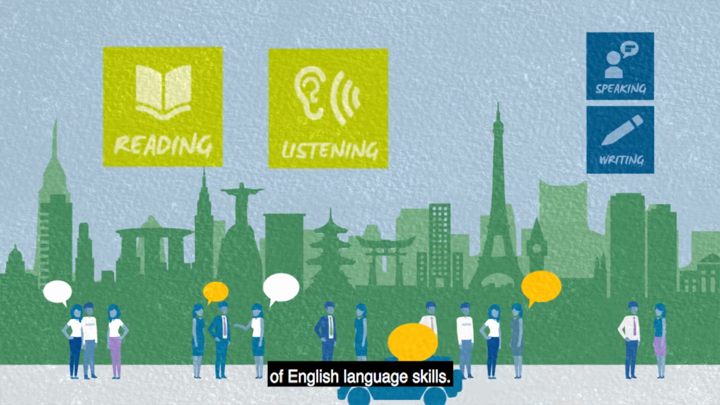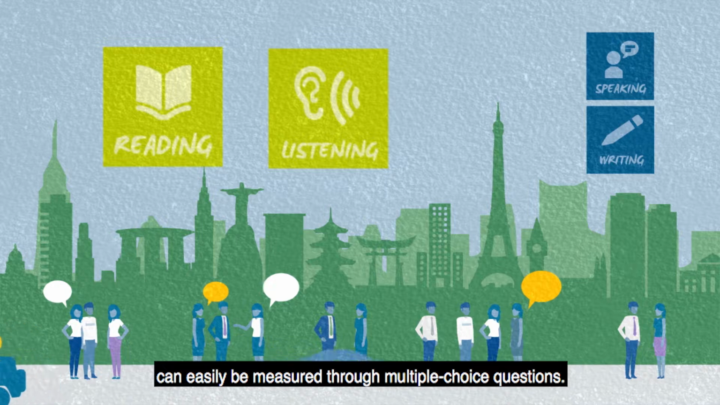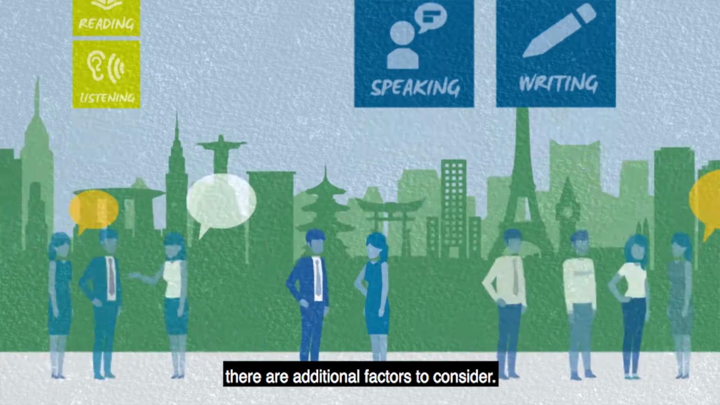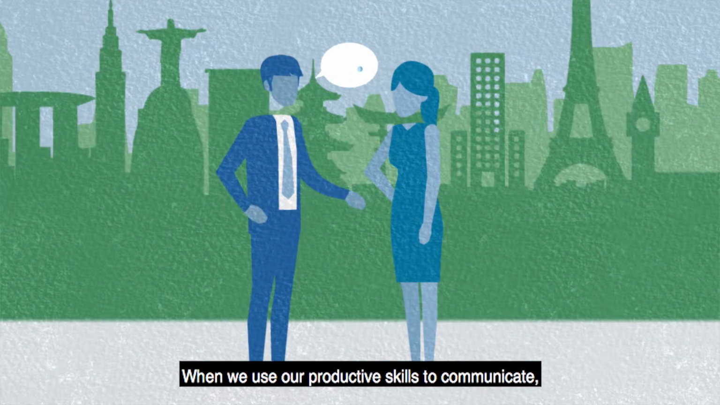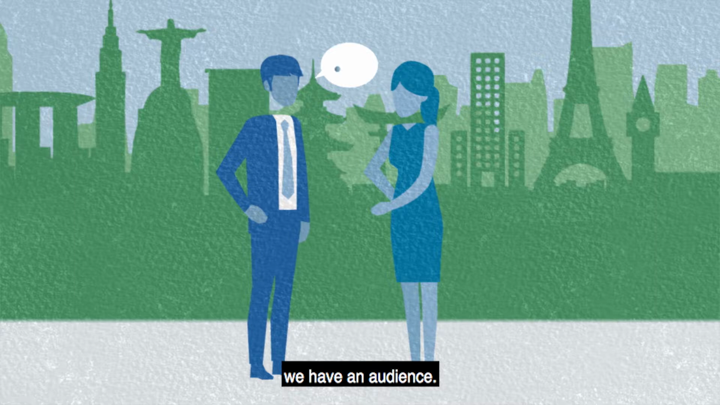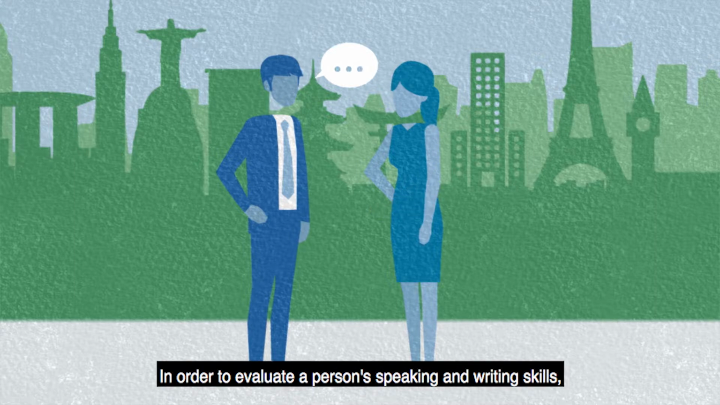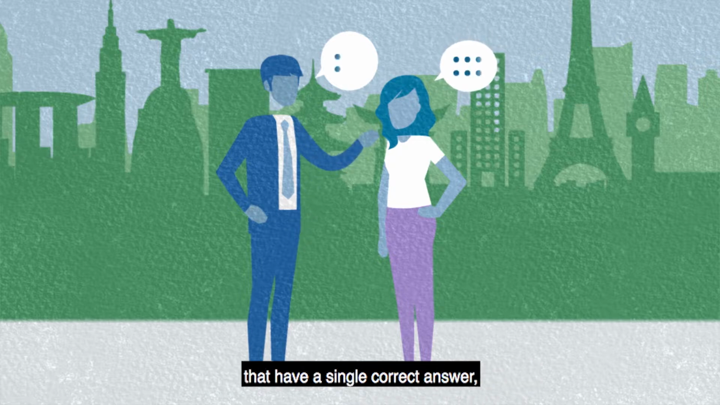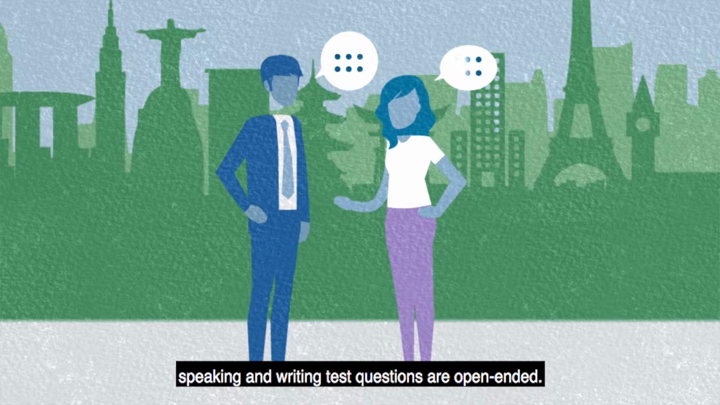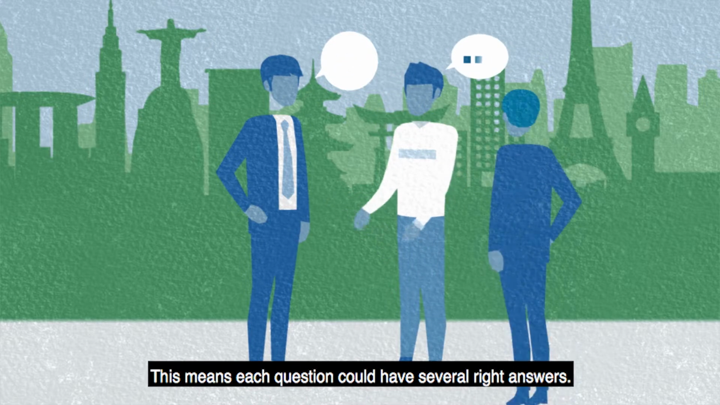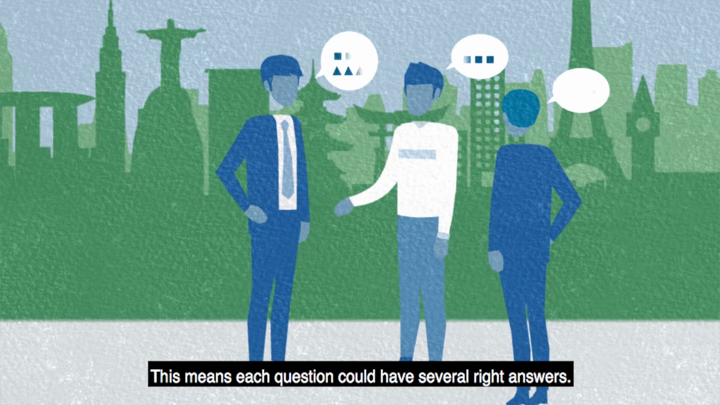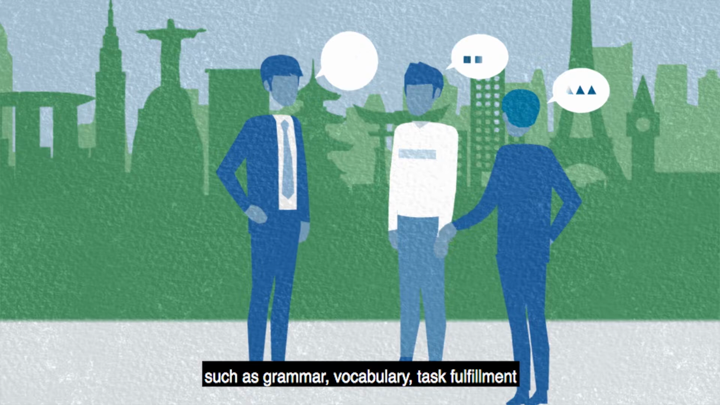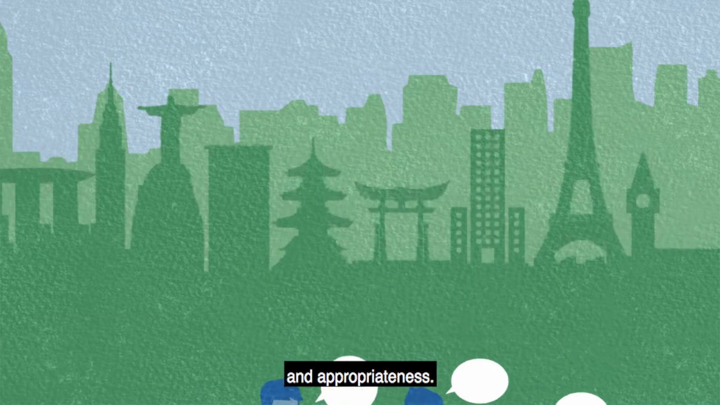Listening and reading, the receptive skills, can easily be measured through multiple choice questions. For the productive skills, however, there are additional factors to consider. When we use our productive skills to communicate, we have an audience. In order to evaluate a person's speaking and writing skills, they must produce spoken and written messages. Unlike multiple choice responses that have a single correct answer, speaking and writing test questions are open-ended. This means each question could have several right answers. These open-ended questions are evaluated on several different kinds of criteria, such as grammar, vocabulary, task fulfillment, and appropriateness.